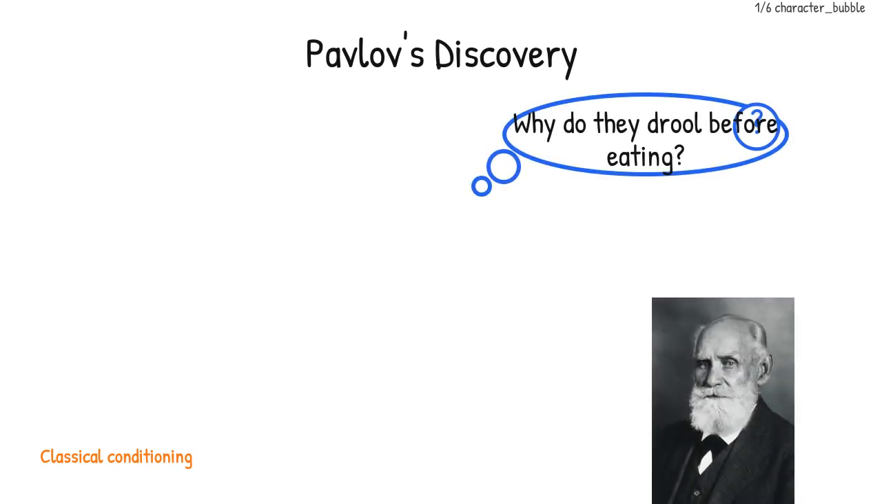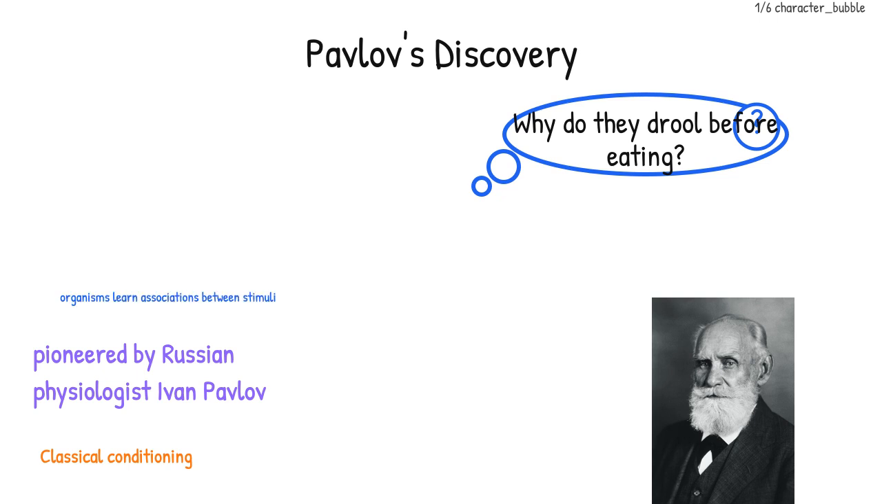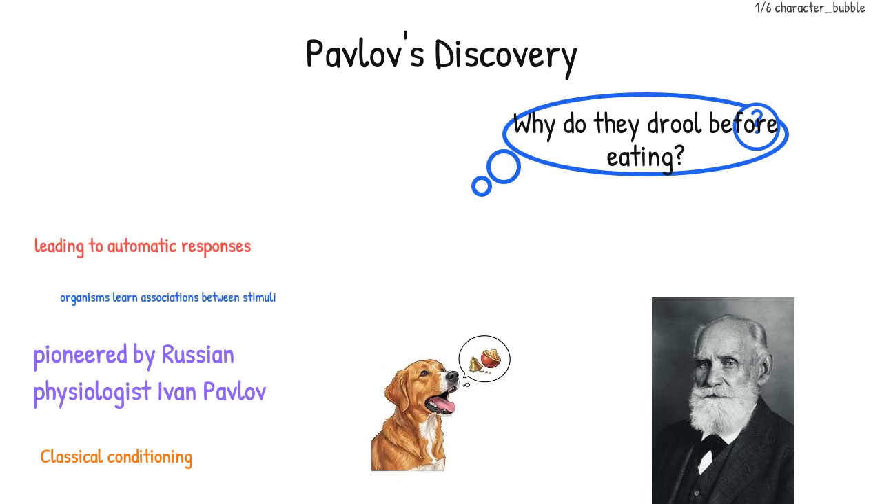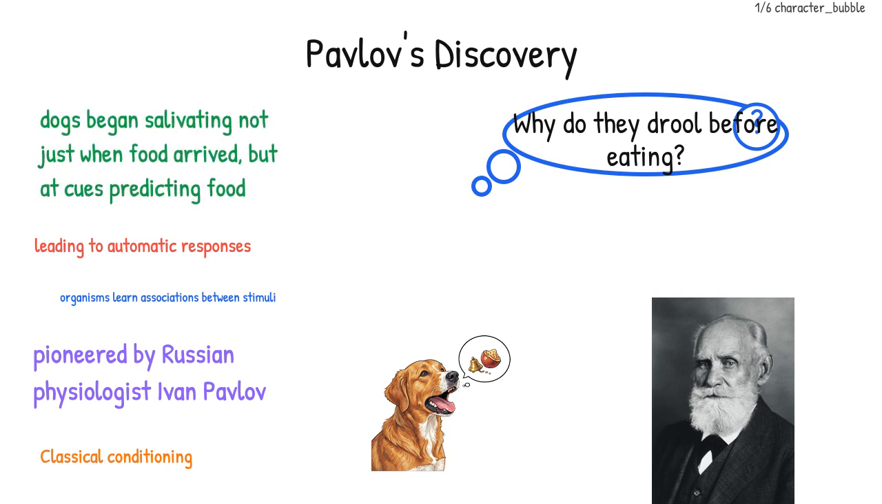Classical conditioning, pioneered by Russian physiologist Ivan Pavlov in the early 1900s, describes how organisms learn associations between stimuli in their environment, leading to automatic responses. While studying digestion in dogs, Pavlov noticed dogs began salivating not just when food arrived, but at cues predicting food, like the footsteps of the lab assistant. This led to his groundbreaking experiments.